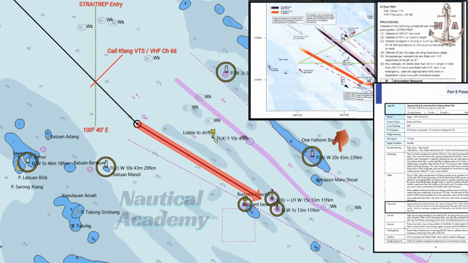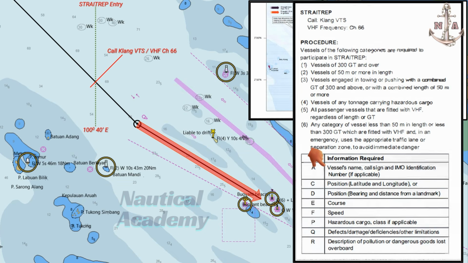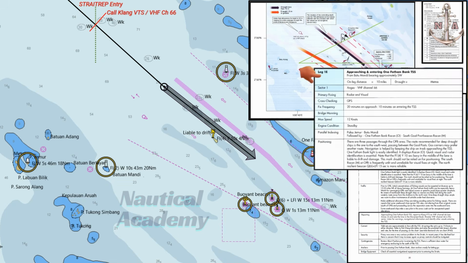This is also stated on page 30, which specifies that when approaching the 1-fathom bank TSS, vessels are required to report to Klang VTS on VHF channel 66, and this is the required information to be transmitted. If this is the planned track for a non-deep draft vessel during the approach, this position will be the reporting point. Now that we have established the approach track, including leg 1, let us examine the details provided for this leg.